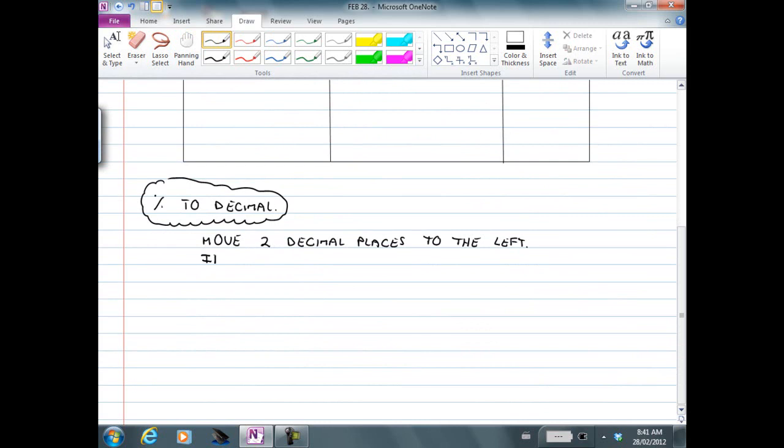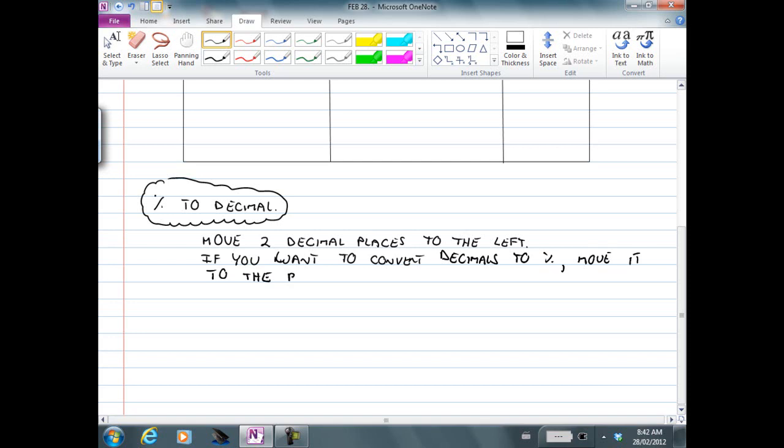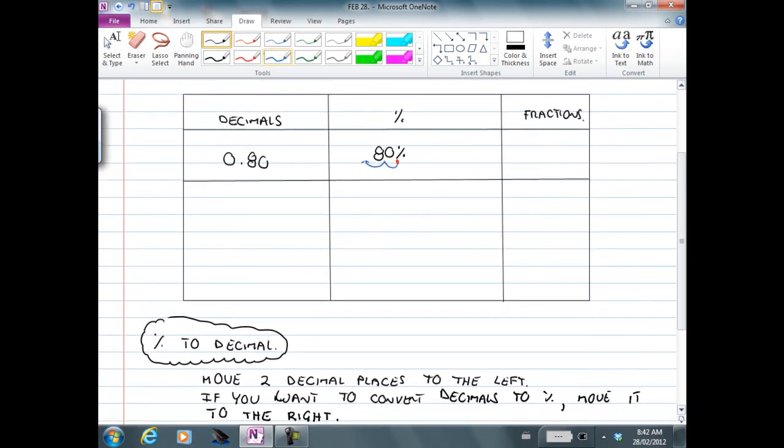If you want to convert decimals to percent, move it to the right. Okay. So you work left and right. I'm not going to fill this in yet. I'm going to give you another question.